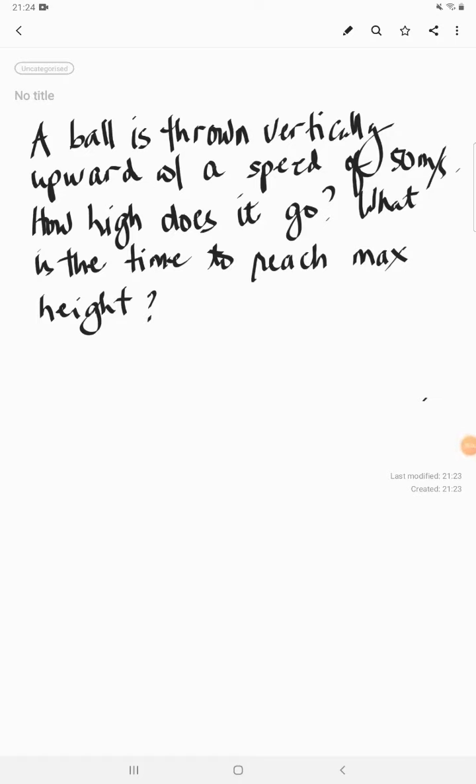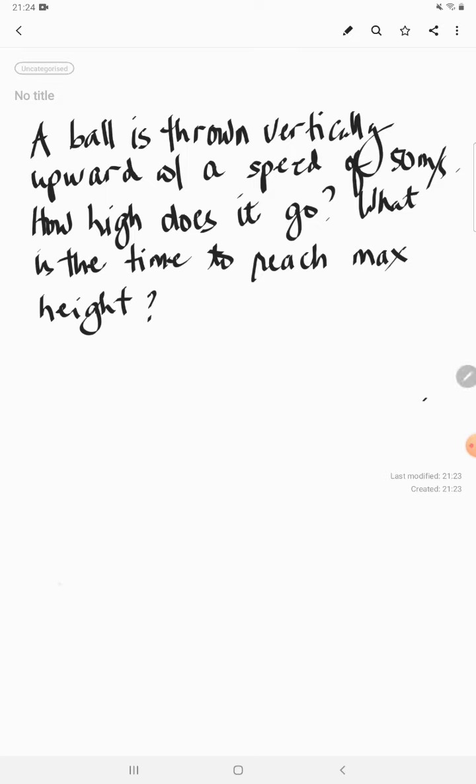Here, so this is an example for free fall motion, specifically upward motion. A ball is thrown vertically upward with a speed of 50 meters per second. How high does it go? And what is the time to reach maximum height?